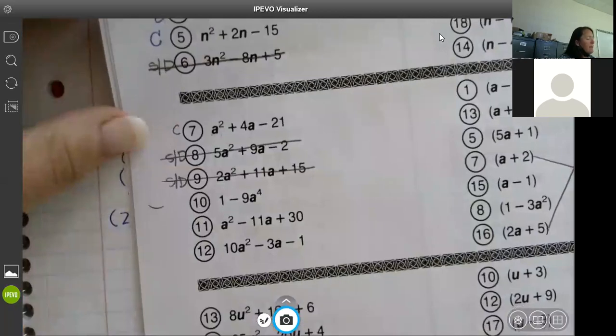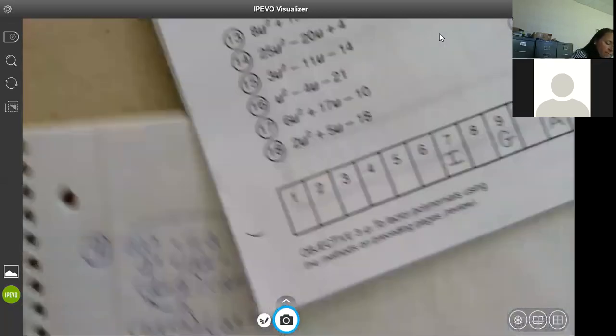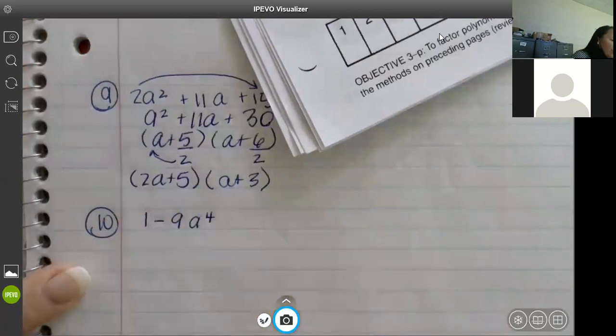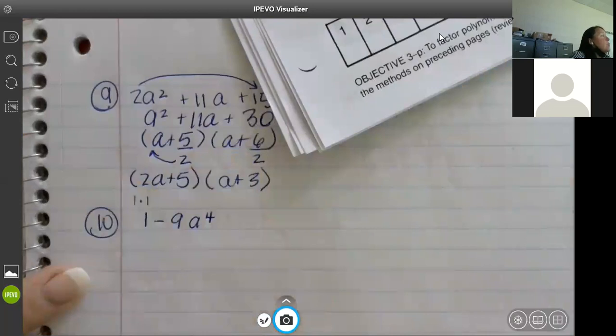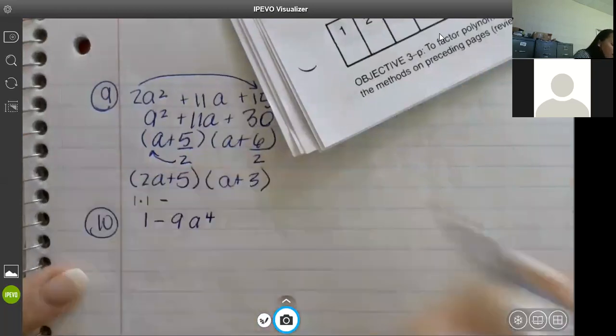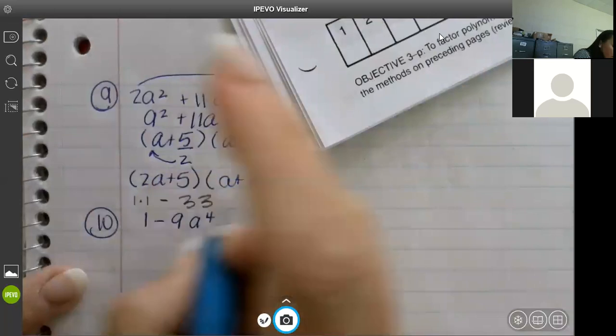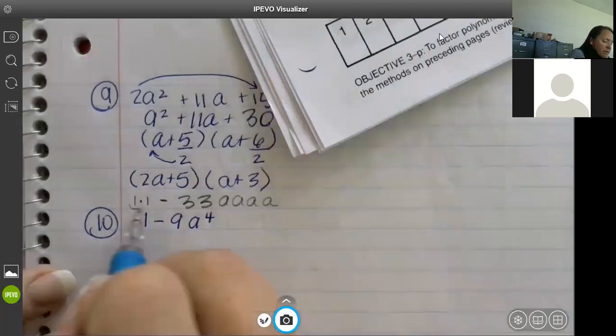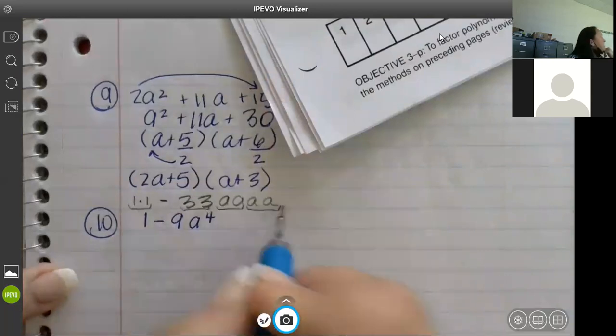All right, look at number 10. I only have 2 terms, so it's either gonna be GCF or it's gonna be pairs and share. I'll move my paper so you can see it. Number 10 was 1 minus 9A to the 4th. Factors of 1 are 1 and 1. You could have just put 1, 1, it would have been fine. Factors of 9 are 3 and 3, and 4 a's. If you guys look, there are pairs of everything. There are pairs of 1s, pairs of 3s, and there's actually 2 pairs of a's.